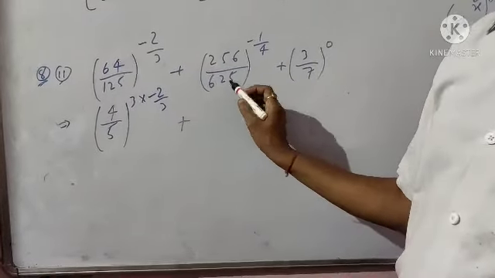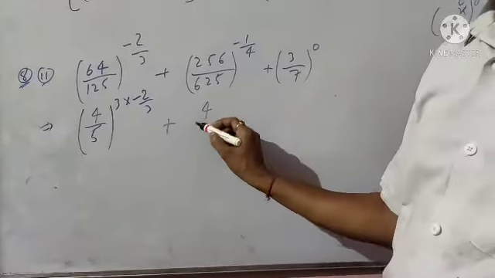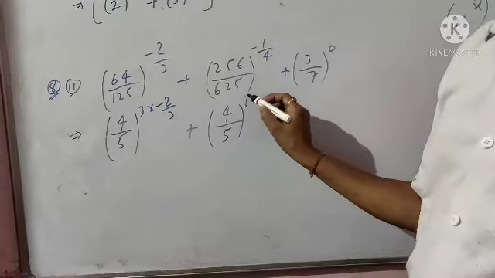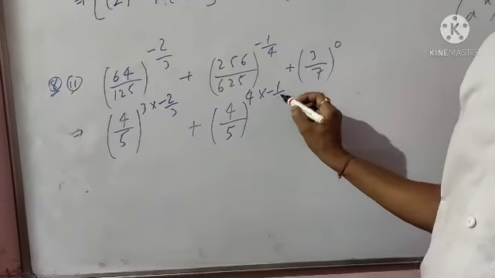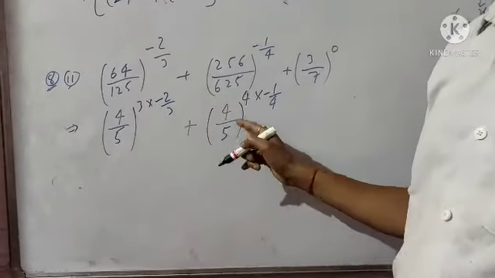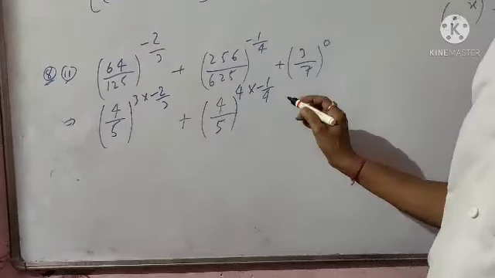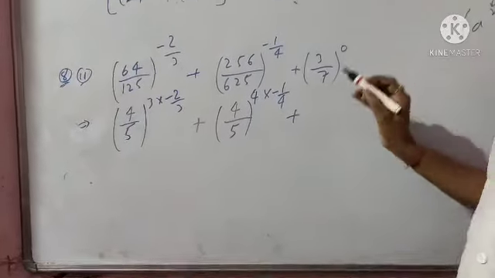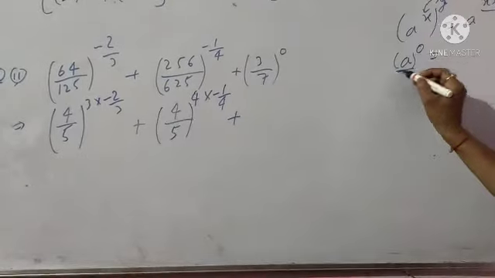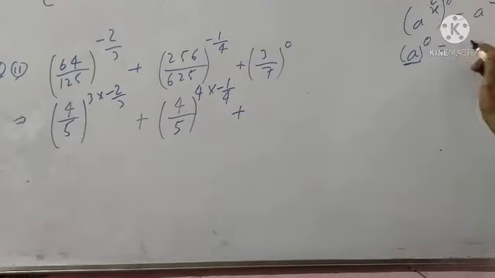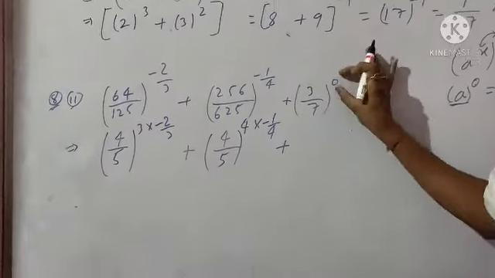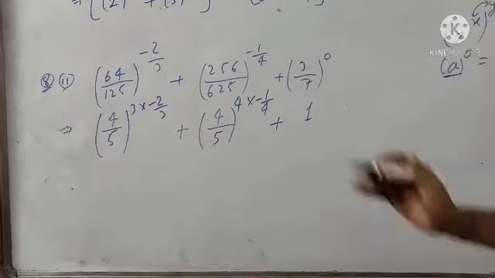256 divided by 625, 4 divided by 5, the whole power is 4 into -1 by 4. Again same logic, 4 to the power 4 is equal to 256, and 5 to the power 4 is equal to 625, plus we know that student, anything to the power 0 is always 1. Anything to the power 0 is equal to 1. So 3 by 7 to the power 0 is equal to 1. Directly we can write the value 1.